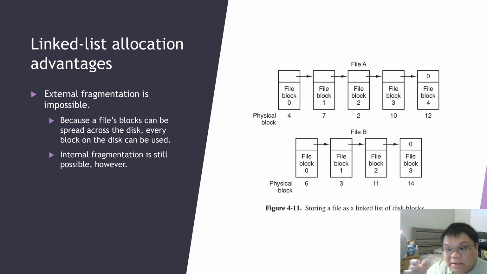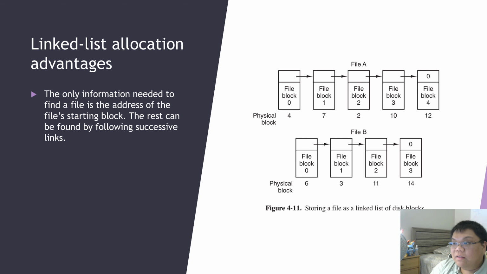Under this scheme, external fragmentation is impossible because, if your disk is fragmented, no problem. We'll just use whatever space is available. No problem, because we have pointers that can go from one block to another. Doesn't matter how far apart those blocks are. Because a file's blocks can be spread across the disk, every block on the disk can be used. However, we are still subject to internal fragmentation. That last block is always going to have some wasted space, unless you're able to fill it absolutely to the brim.